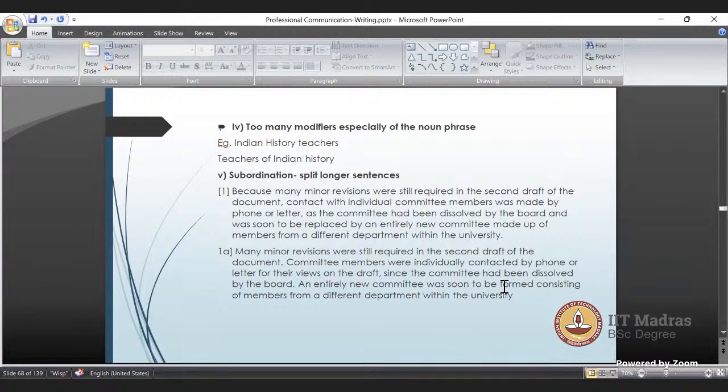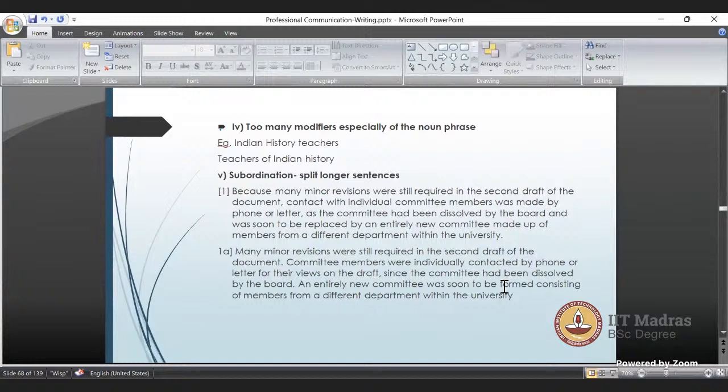All right. Fifth one, subordination, which means you need to split longer sentences. I think a lot of you would be aware of this one, right? People always tell you don't write too lengthy sentences, and if you have very lengthy sentences, break them open into shorter, neater sentences, right? So, look at the one that you see here.